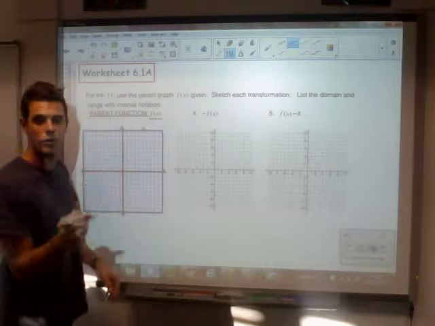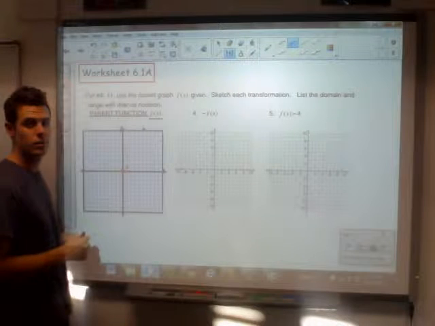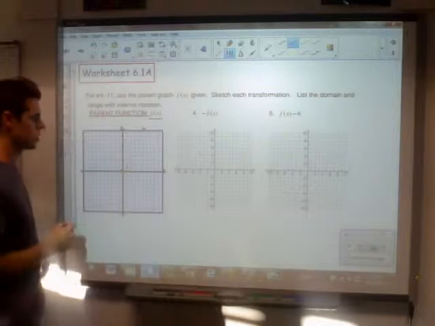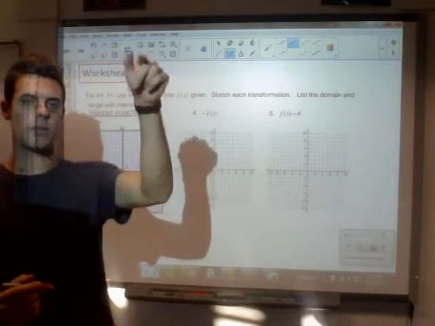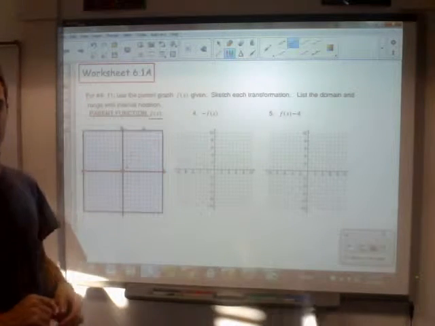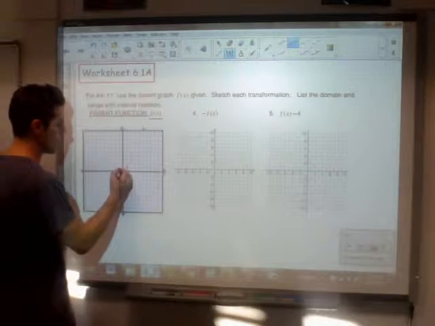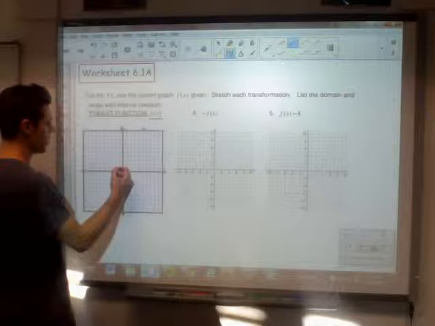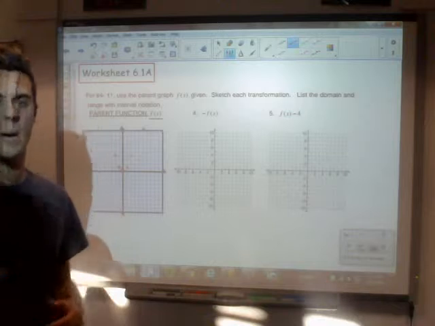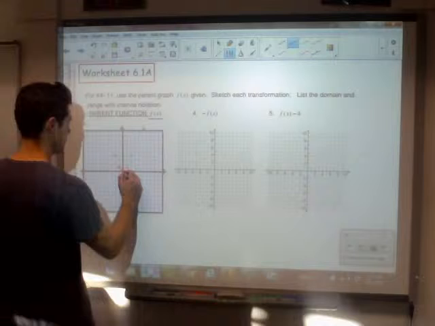The next point, if you remember the pattern, goes over 1, up 1. Okay, and the next one goes over 1, up 3. Those are the 2 points, 1, 1, and 2, 4 from the very beginning. The same thing happens if I go to the left. Go to the left 1 and up 1, and go to the left 1 and up 3. Those are the points negative 1, 1, and negative 2, 4. Draw in that parent function now.